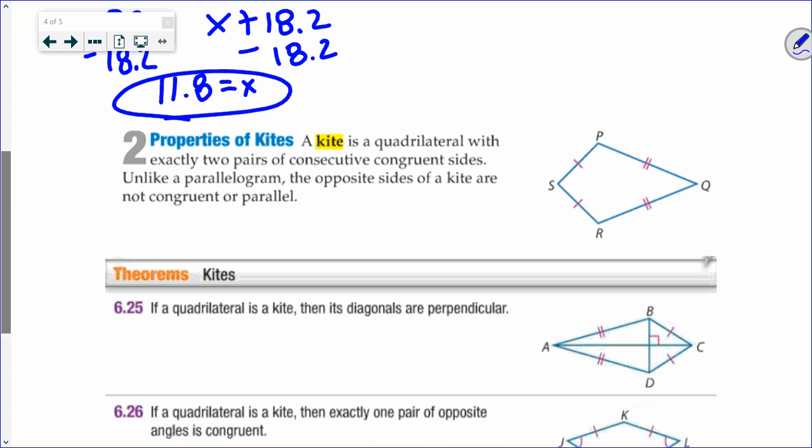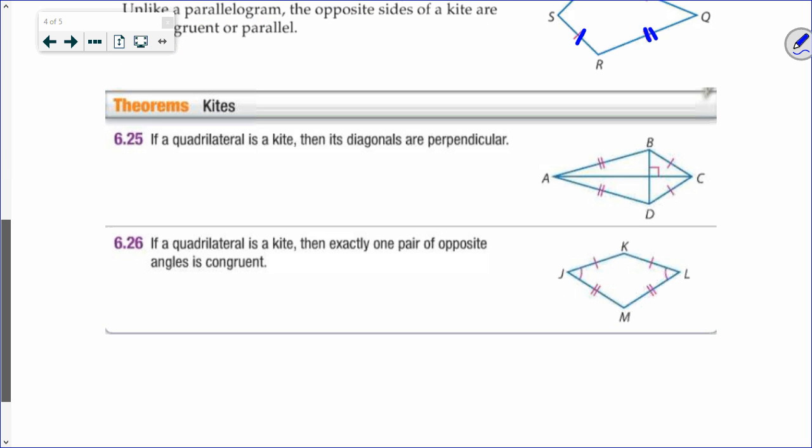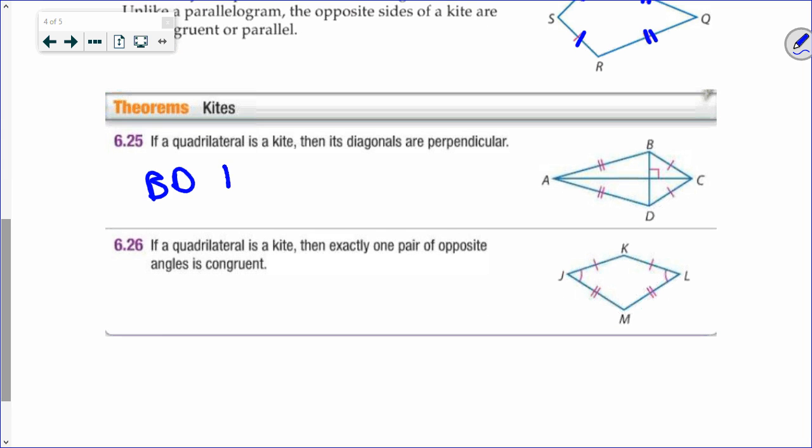Properties of kites. A kite is a quadrilateral with exactly 2 pairs of consecutive congruent sides. So consecutive sides in a kite are congruent. So here PS is congruent to SR, QR congruent to PQ. 2 pairs of consecutive congruent sides. If a quadrilateral is a kite, then its diagonals are perpendicular. So here we've got the diagonal BD would be perpendicular to the AC.